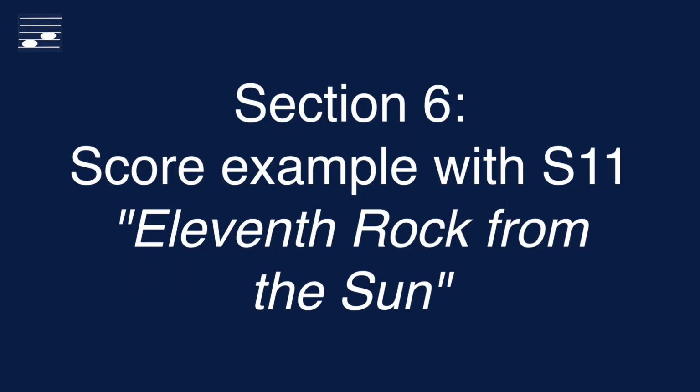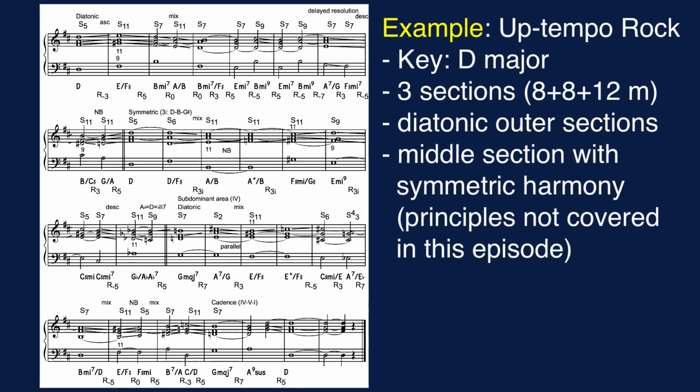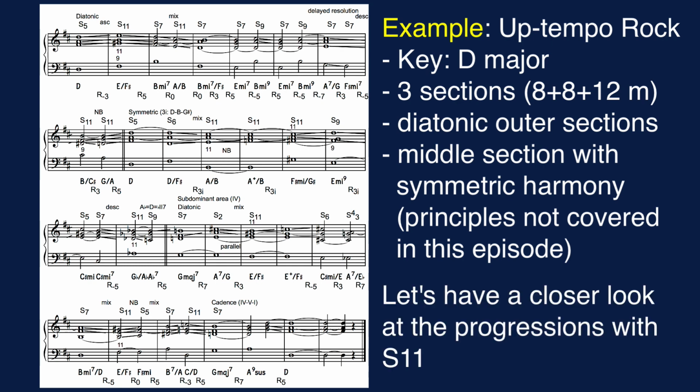The last example is an up-tempo rock piece that uses a progression with 11 chords. The key is D major, the form is ternary. The outer sections use a diatonic harmony, the middle section is based on symmetric harmony. We'll have a closer look at the chord progression on the left.